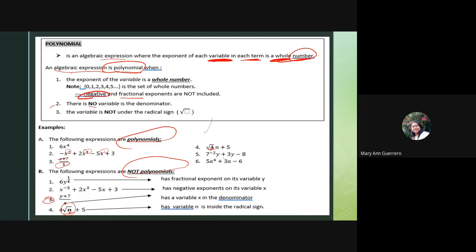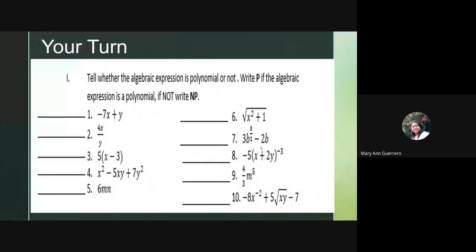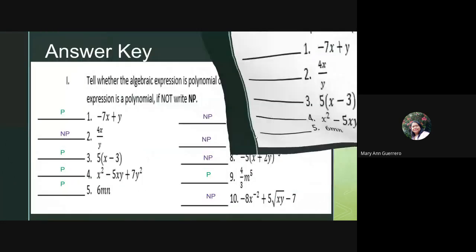Okay. So, yung negative exponent kay variable, bawal. Not polynomial siya. Pero kung ang base niya ay constant, yung negative exponent ay okay lang yan. Basta hindi variable yung base. Okay, so that's it. Now determine whether this is polynomial or not. Check your answers.